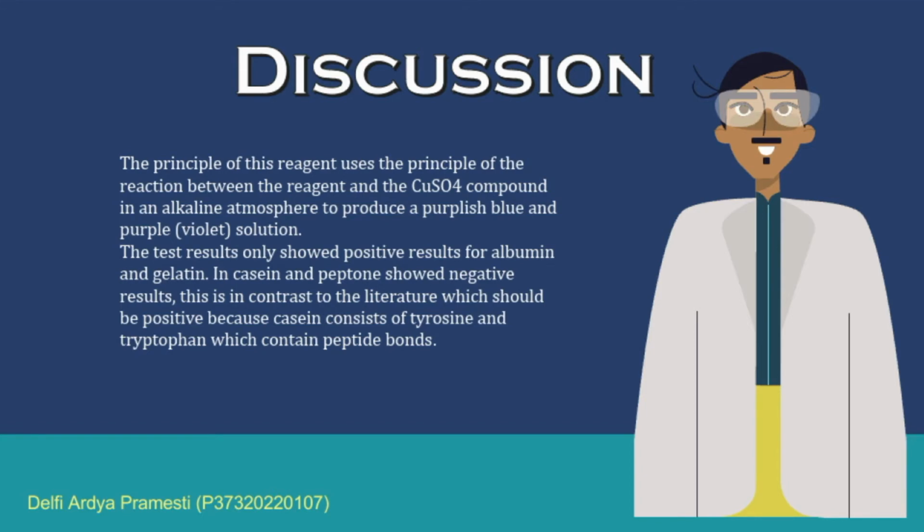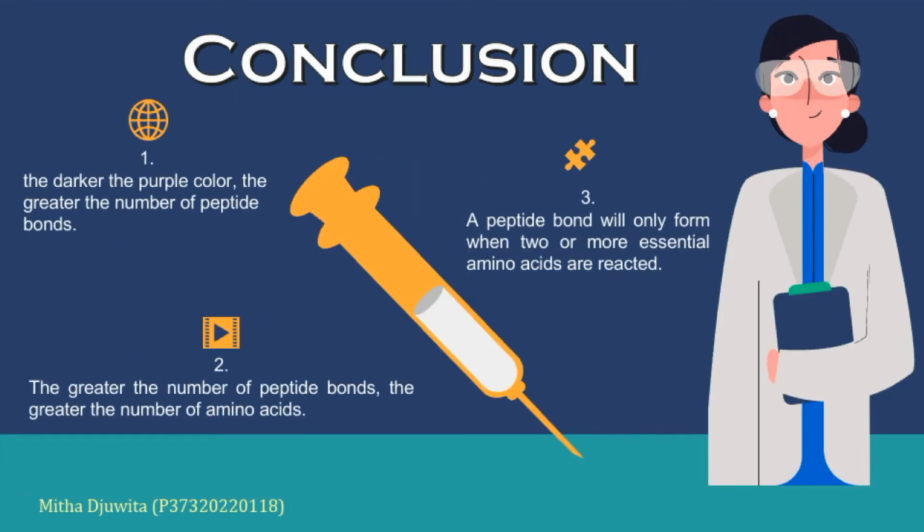peptide bonds. Next, conclusion. First, the darker the purple color, the greater the number of peptide bonds. Second, the greater the number of peptide bonds, the greater the number of amino acids. And the last, a peptide bond will only form when 2 or more essential amino acids are reacted.